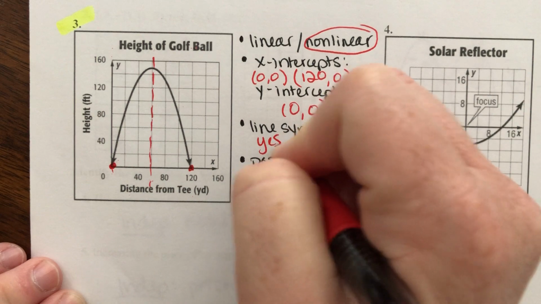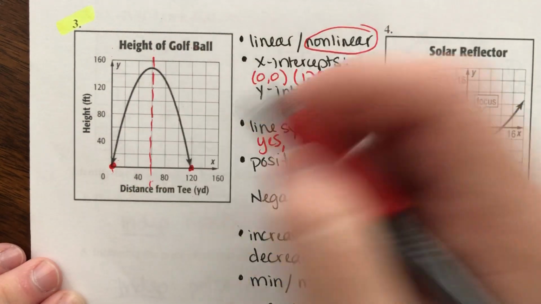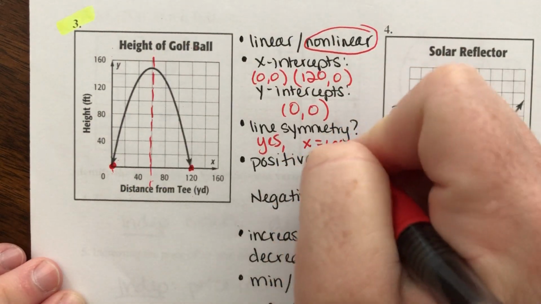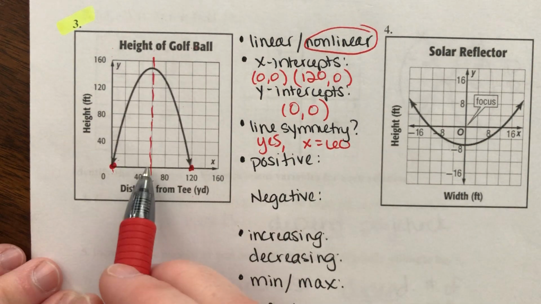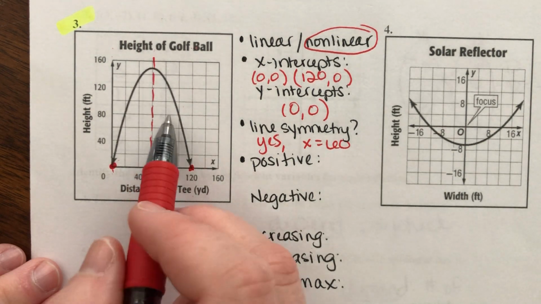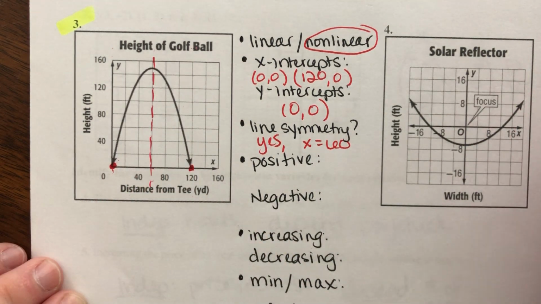So yes. And our vertical line is when x equals 60. If we folded our graph in half at 60 along the x-axis, both sides would match up. Looks like pretty much perfectly.